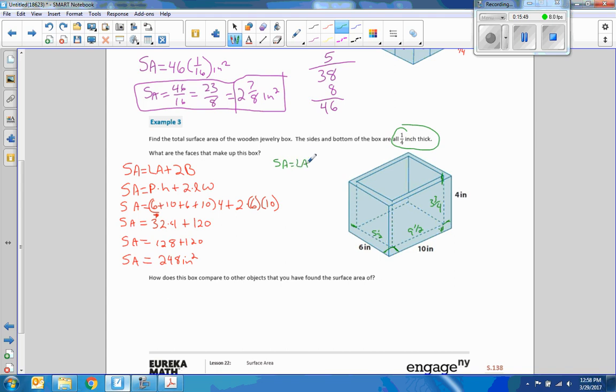SA equals LA plus 2B. SA equals perimeter times height plus 2LW, because the rectangle's length times width. So SA equals, and the perimeter is 5 1/2 plus 9 1/2 plus 5 1/2 plus 9 1/2, which is 19 plus 11, which is 30. Is that correct? Yes, 30 plus 2 length times width. Well, 9 1/2 times 3.75 equals, okay, so I just calculated that and it comes out to be 22.5 or 22 1/2.